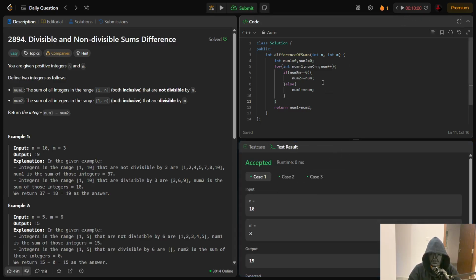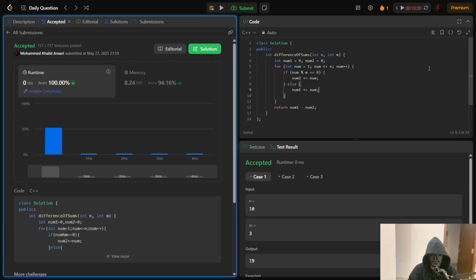It is running fine. Now let's try to submit the code. Yeah, it got submitted, and it is 100% accepted.